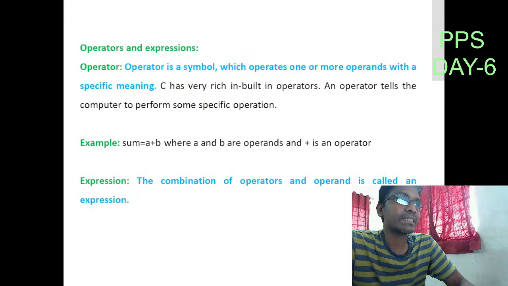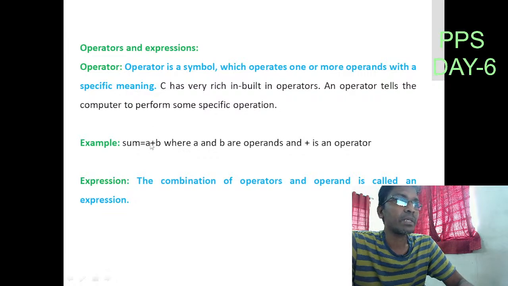So an operator is a symbol which operates on one or more operands with a specific meaning. An operator is a symbol which performs a particular operation or a particular task. For example, sum is equal to a plus b. Here plus is an operator, and a and b are operands. So that is called an operator.